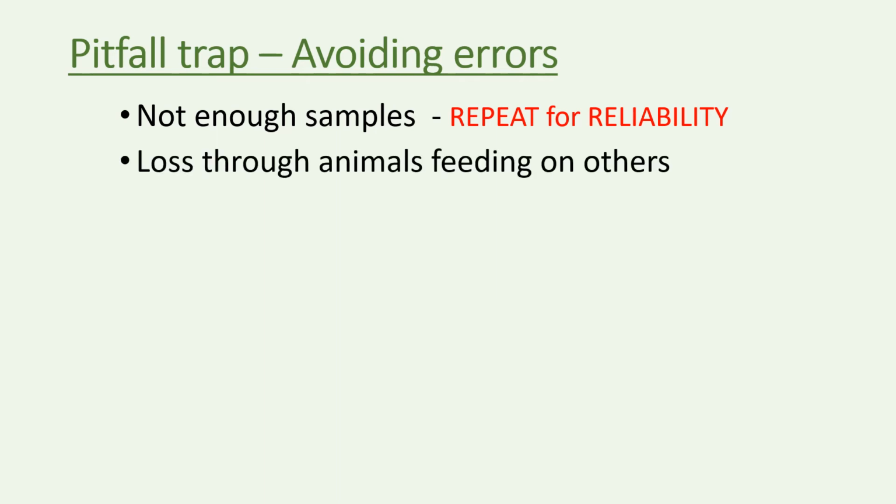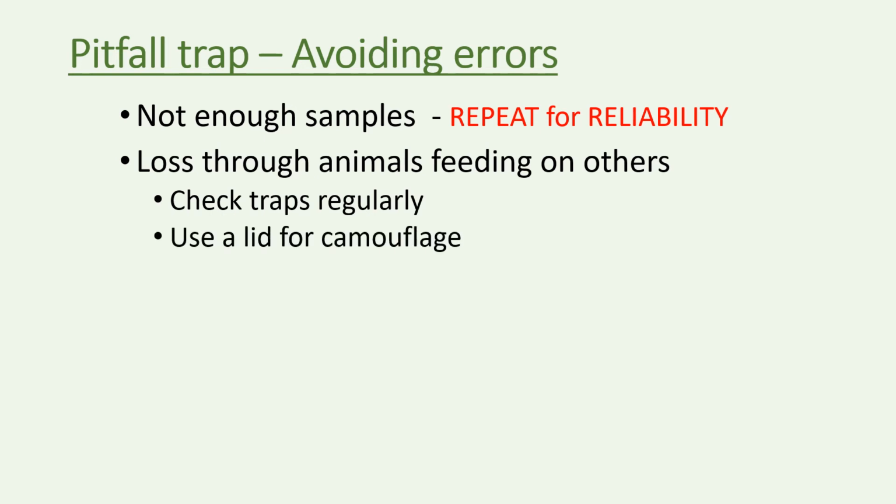Another possible error would be the loss of animals feeding on others. So, some of the insects might eat the other insects. So to minimize that error, you would have to check the traps regularly, or you could use a lid for camouflage, or you could add some ethanol at the bottom and set it up to kill the organisms that fall in so that you can see what you've collected.